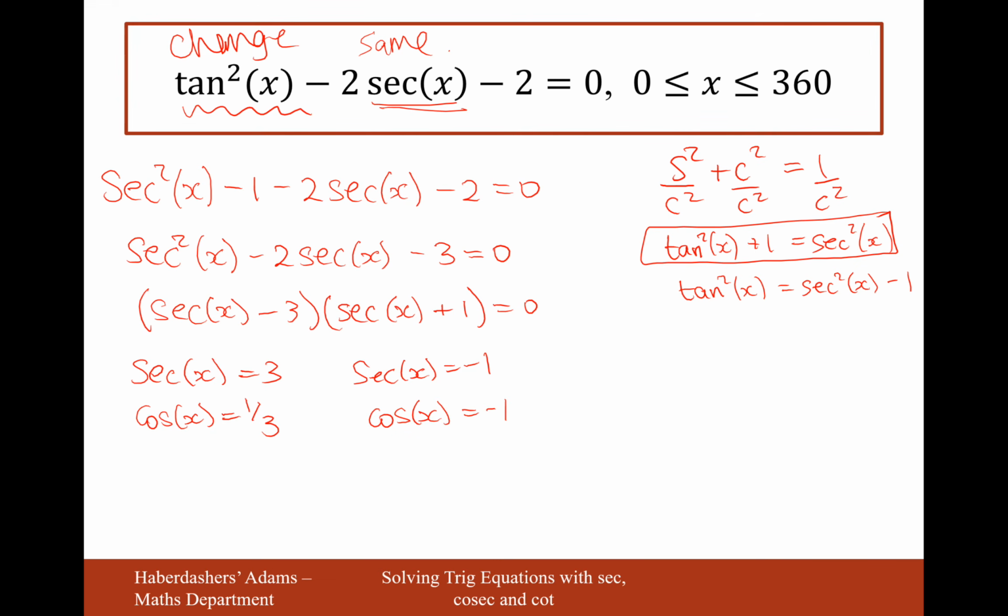So for the first one, I'll grab the calculator, cos inverse, and check I'm in degrees mode again, because I wouldn't want to make that mistake. 70.5. And then it's going to be 360 minus this, to get the second solution, 289.